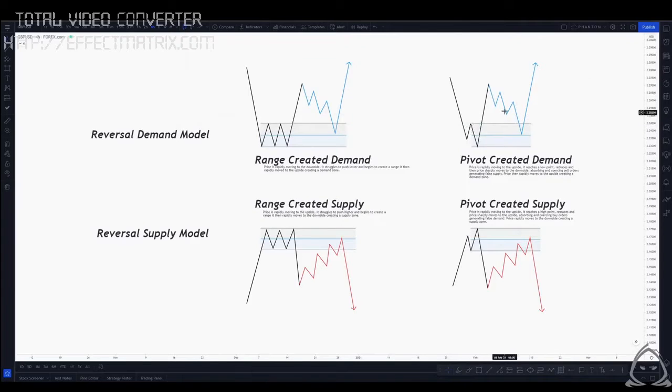We're instead waiting for price to return to this newly created demand zone to look for entries. And then finally, we have our pivot created supply. And this, again, is created from an up move. We get a low that's created, then we have a sharp move to the upside and a break to the downside, a rapid move to the downside. Once again, we're not trading the initial break, we're waiting for price to return back to this newly created supply zone to look for entries.